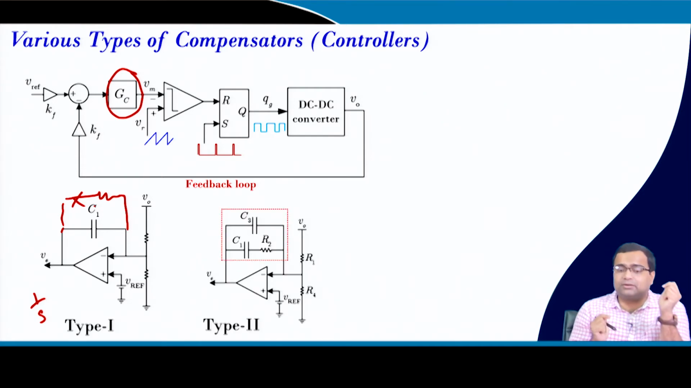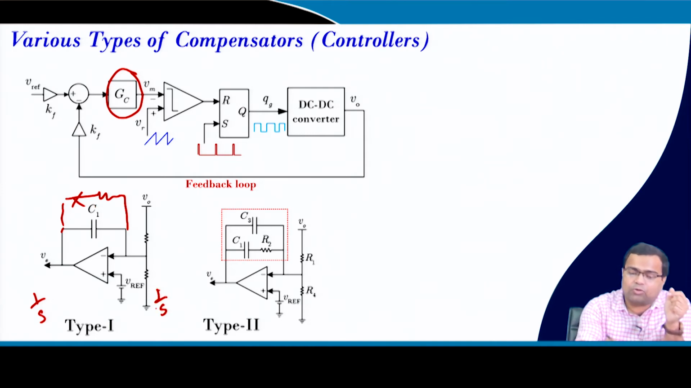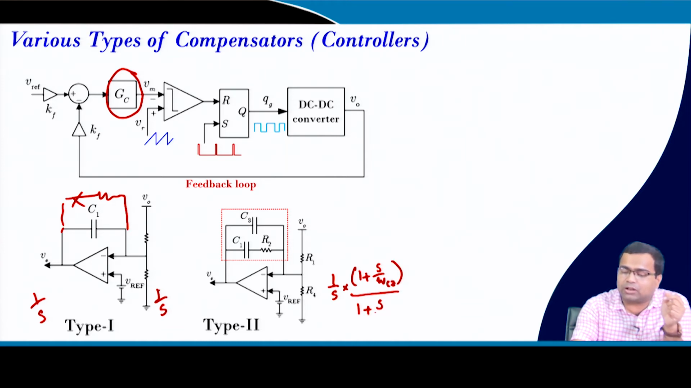Type 2 compensator: here we are talking about one pole at the origin, plus one controller zero divided by one controller pole.